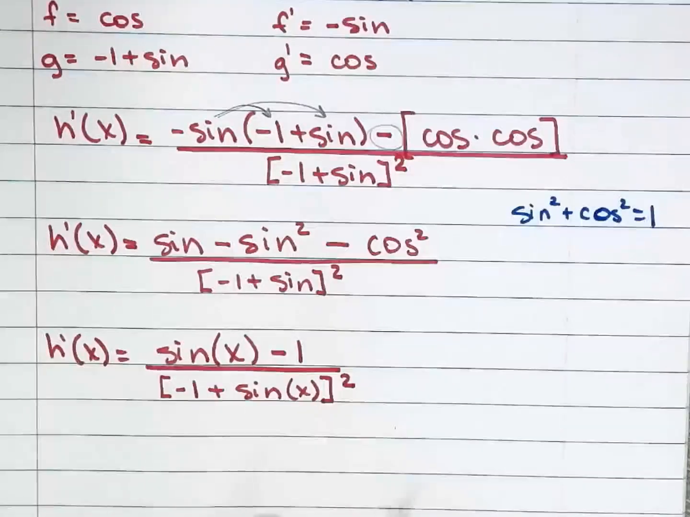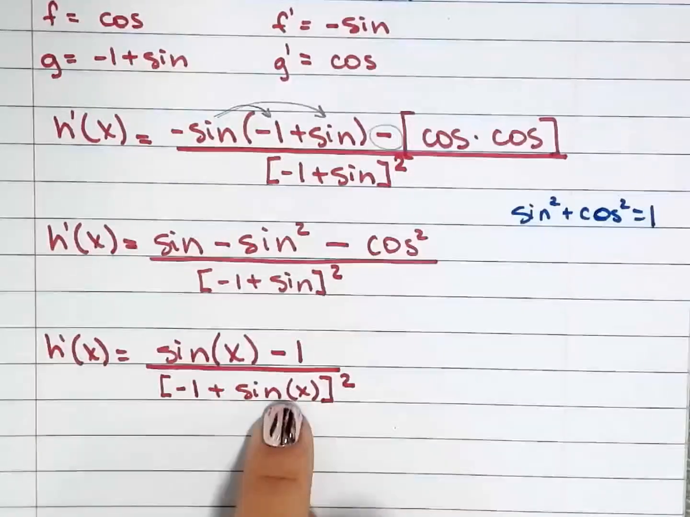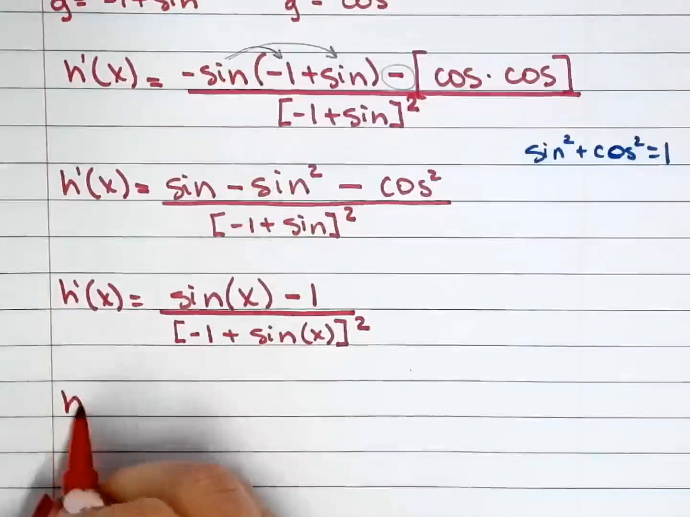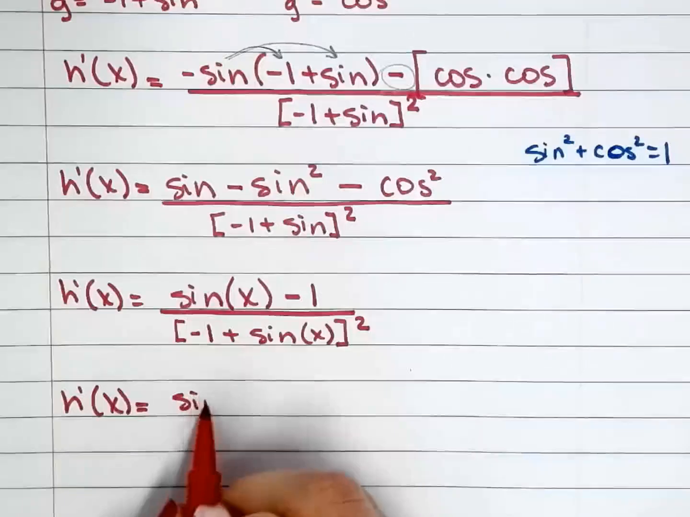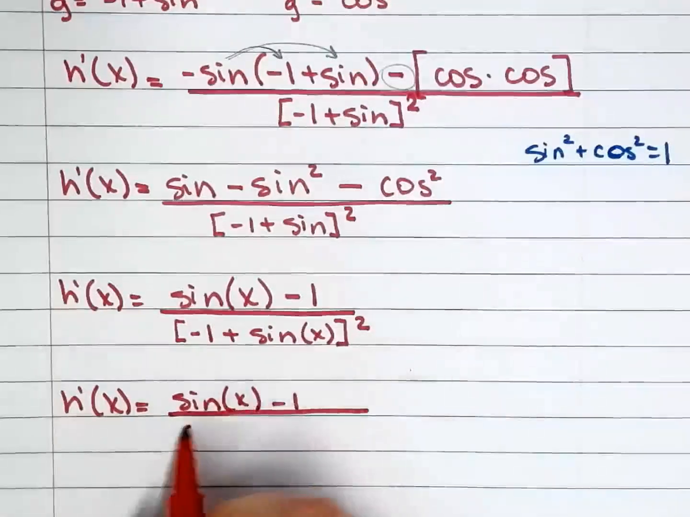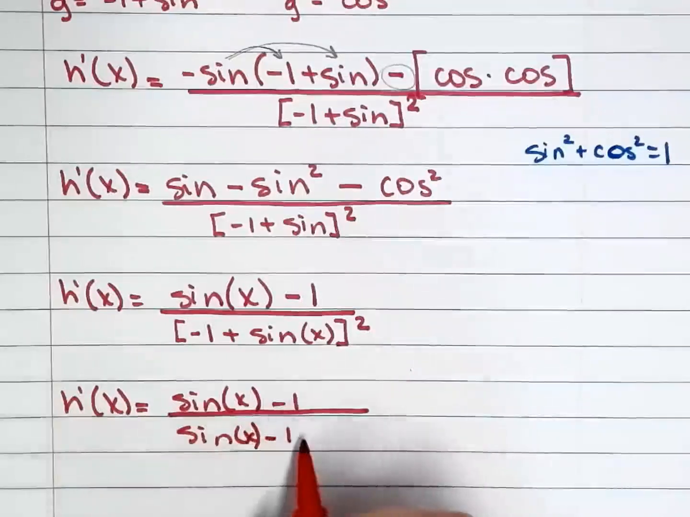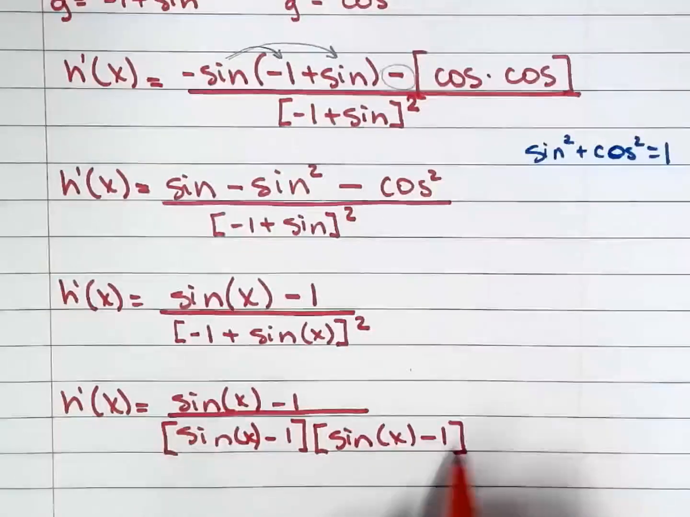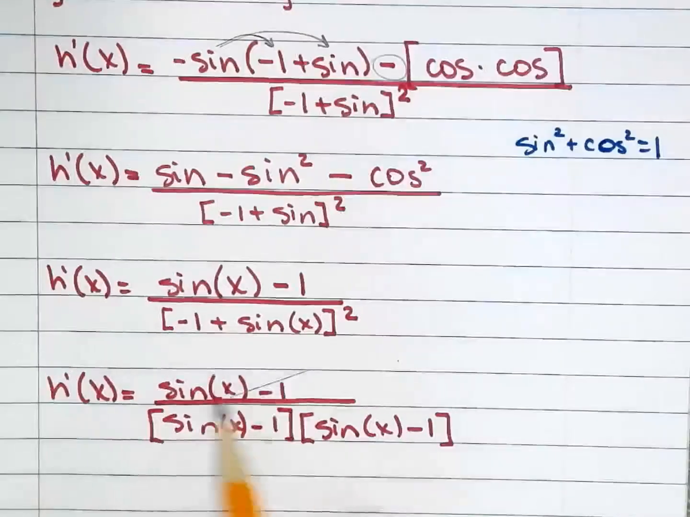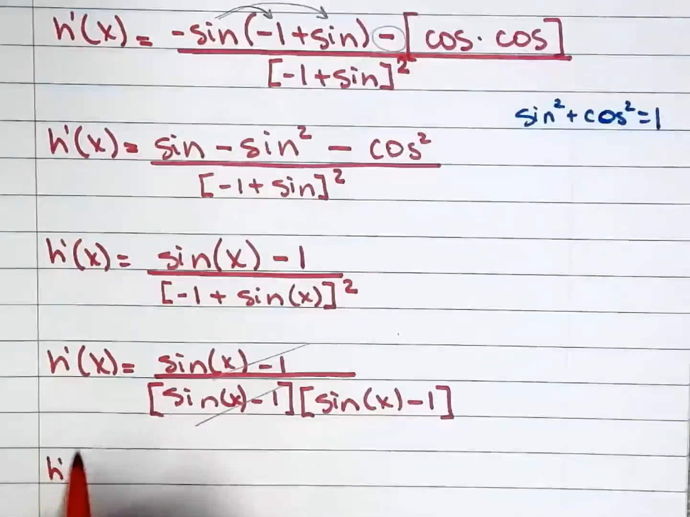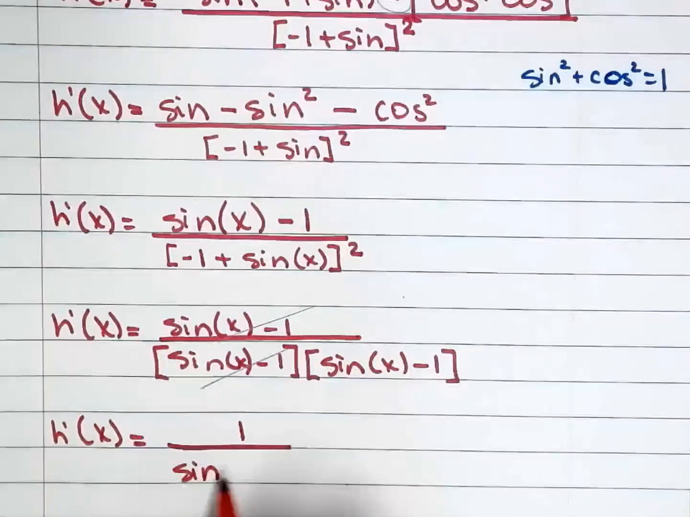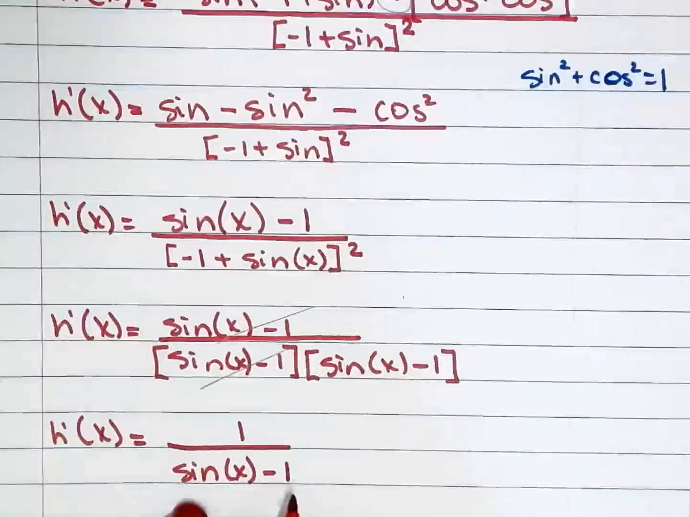I can simplify this some more. Look at that. -1, -1, sine. And since this is squared, that means -1 plus sine, -1 plus sine. So off we go. So sine x minus 1 over sine x minus 1, sine x minus 1. This will simplify because they're the same, leading you to the final full credit answer. Look at that. So 1 over sine of x minus 1. And you can choose to put parentheses there or not. This is full credit.